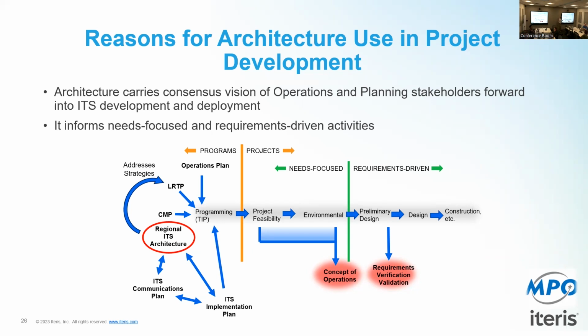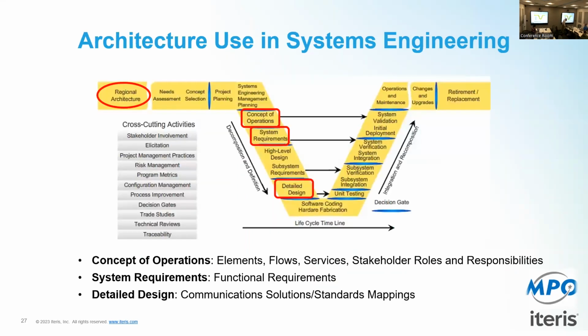So when we're in project implementation, we're on this side, right? We're really getting into the requirements-driven process. The architecture is helping us with understanding that needs focus. It's now changed into requirements-driven. We still have that consensus vision that we're relying on to give us reference.